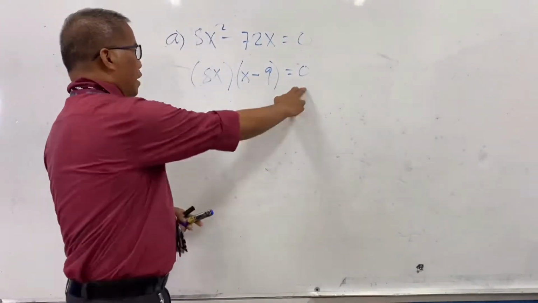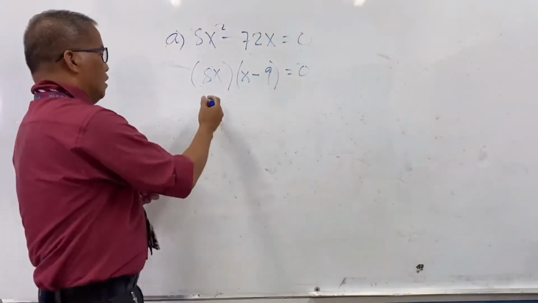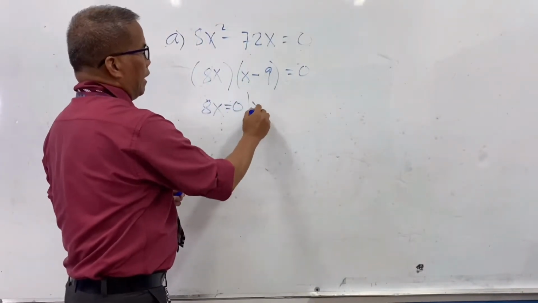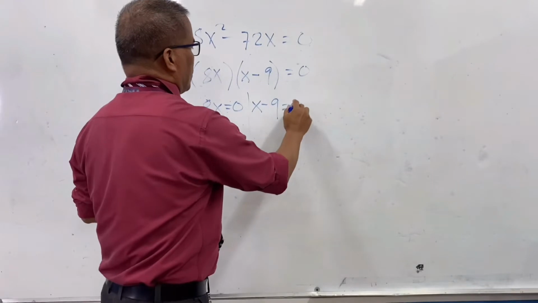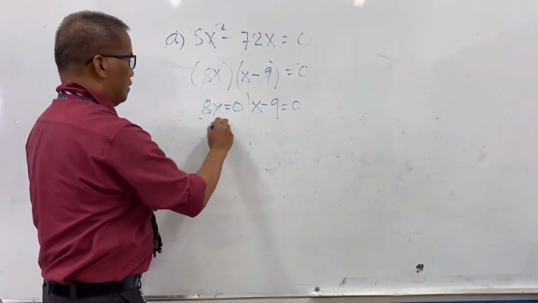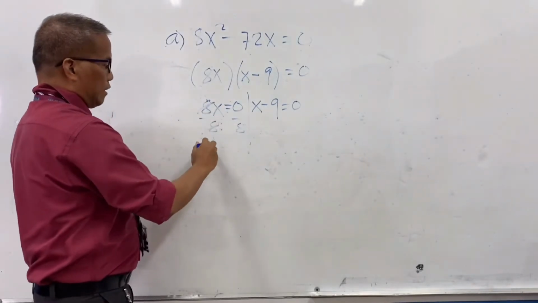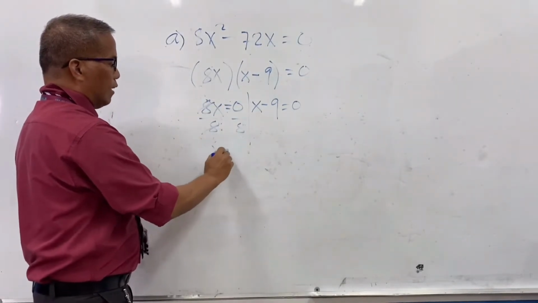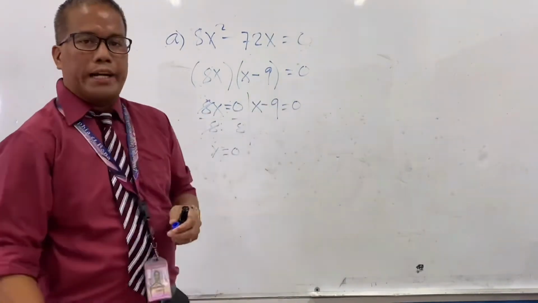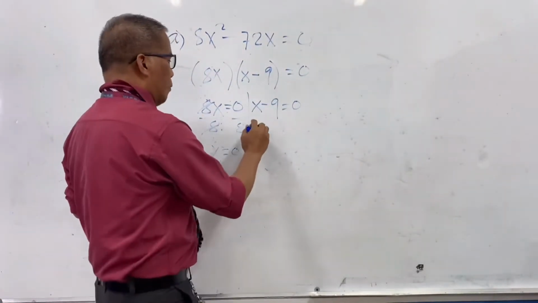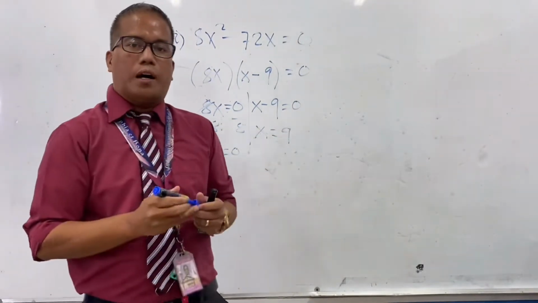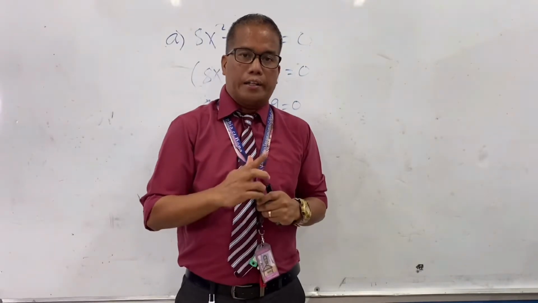Now, equate each factor to 0. 8x is equal to 0, then the other one, x minus 9 is equal to 0. Of course, we will divide this by 8, then cancel 8, so x is equal to 0. Then here, we just transpose negative 9 to find the value of x, so we have x equals 9. So therefore, the solutions are 0 and 9.